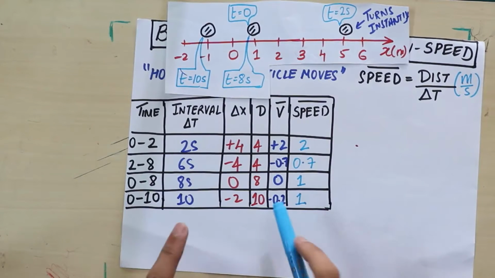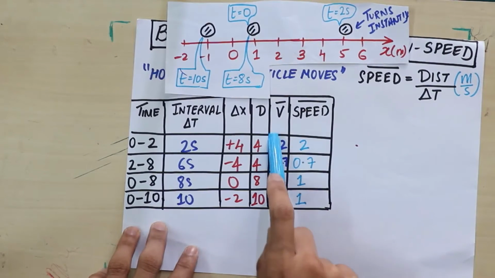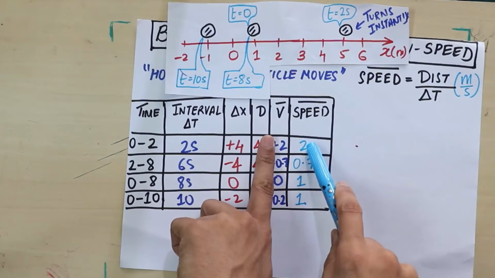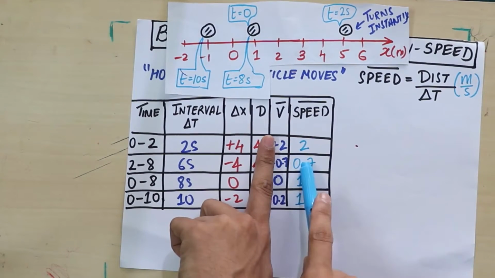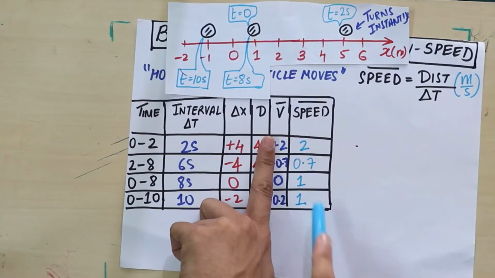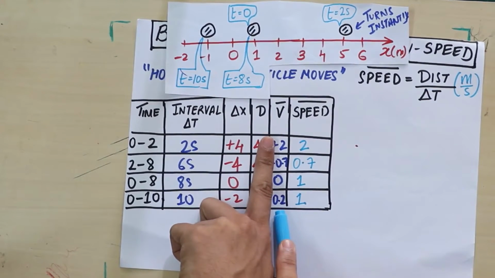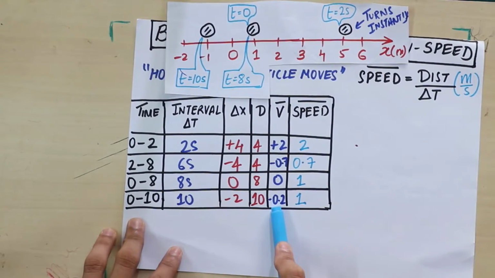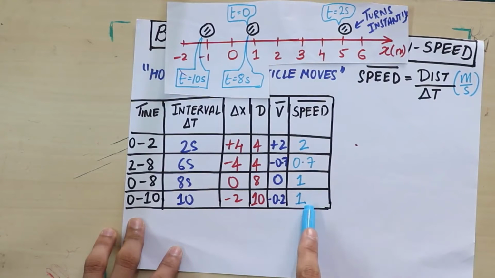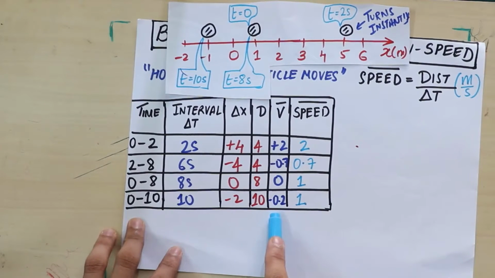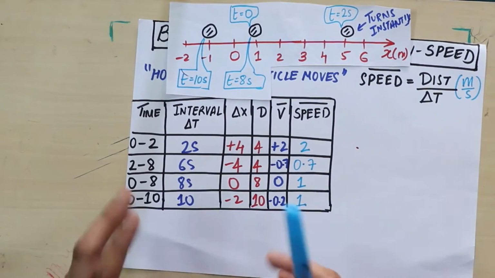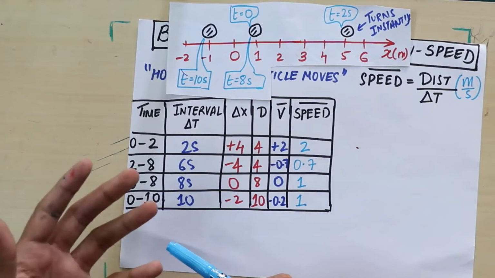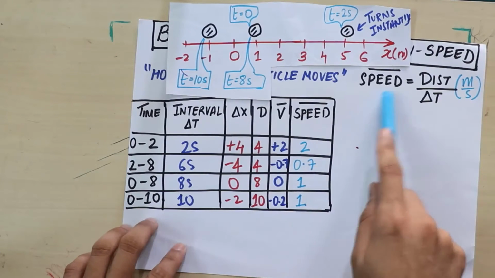Alright, notice one more thing. If you look at the value of the speed, forget about the signs for now, just focus on the value. You will see in this case that speed is more than velocity. Can you think of a case where speed would be less than velocity? Think about it. Can we have average speed less than average velocity? Do you think that's possible? The answer is no. Because average velocity depends on delta x, which is displacement, and speed depends on distance.